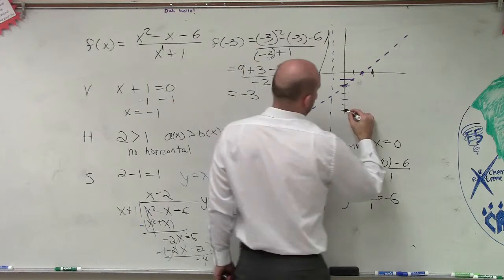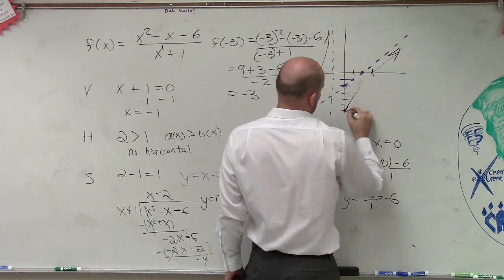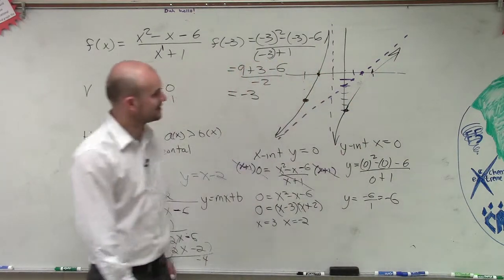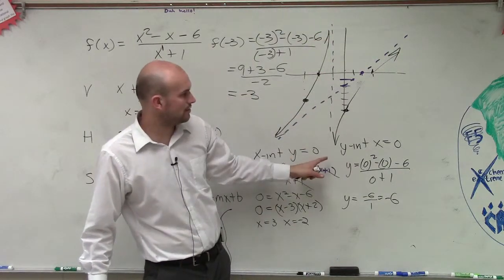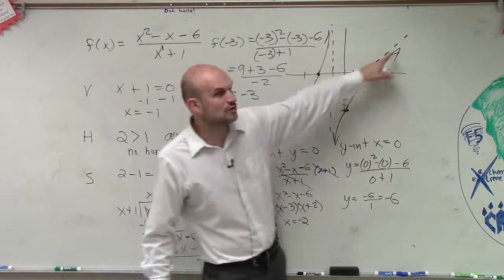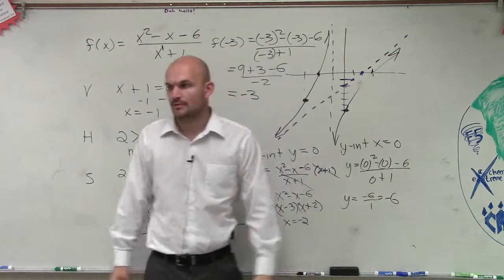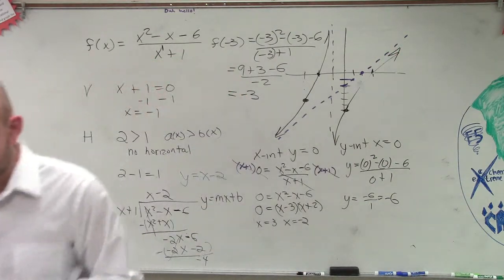I know that the graph is going to look something like this. Notice how the graph, they both approach the vertical asymptote and they both approach the horizontal asymptote. Okay? That's it.